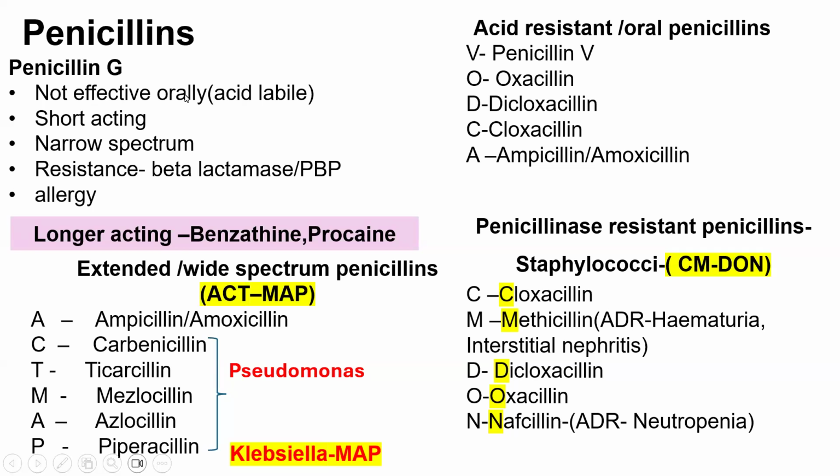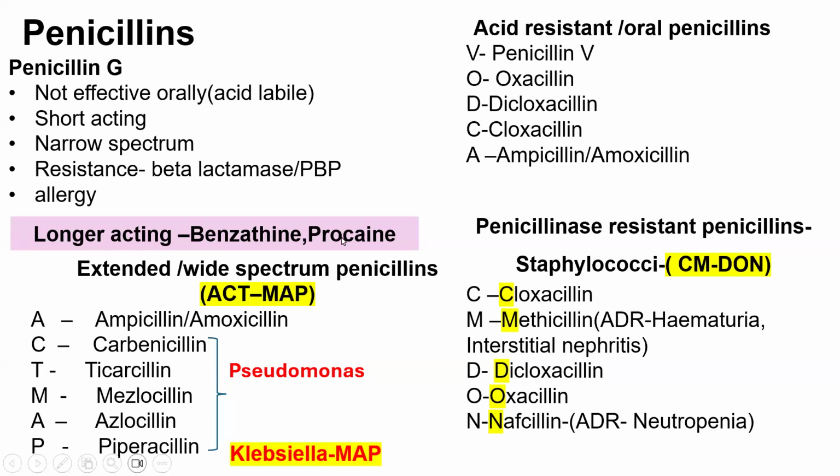So it is not effective orally because it is acid labile, shorter acting, narrow spectrum, and resistance due to beta lactamase or penicillin binding proteins, and hypersensitivity reactions are commonly seen with penicillin G. So there are many synthetic and semisynthetic penicillins available to overcome these adverse effects. Since it is short acting, to make penicillin G longer acting, we are attaching two groups called benzathine and procaine.